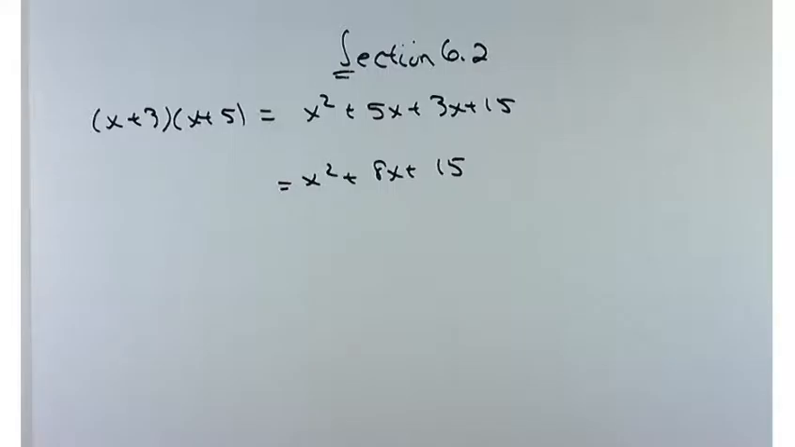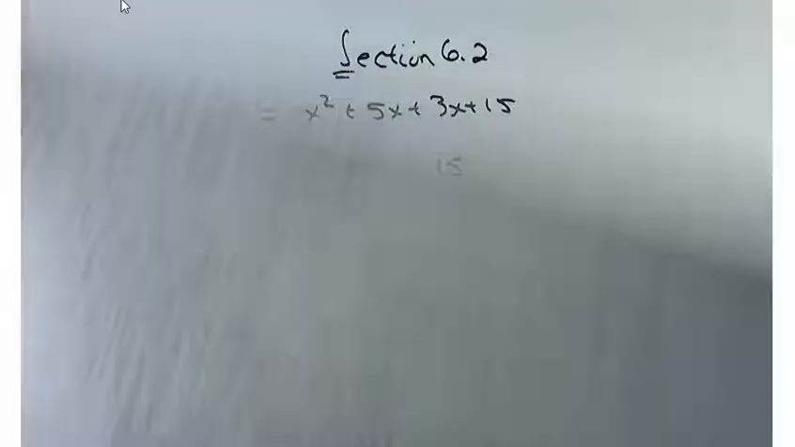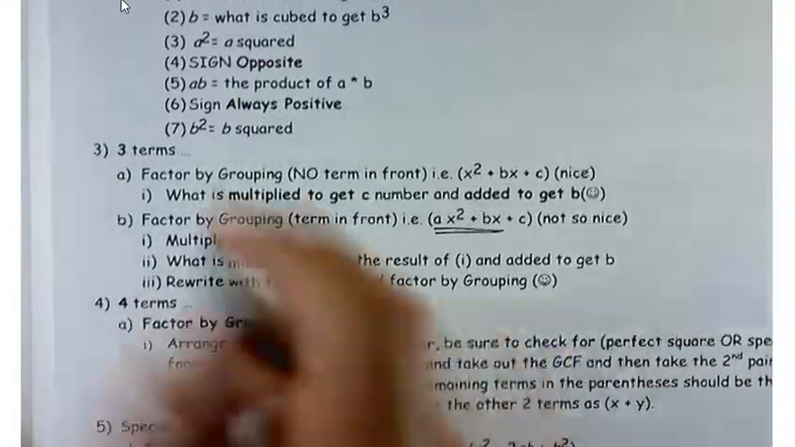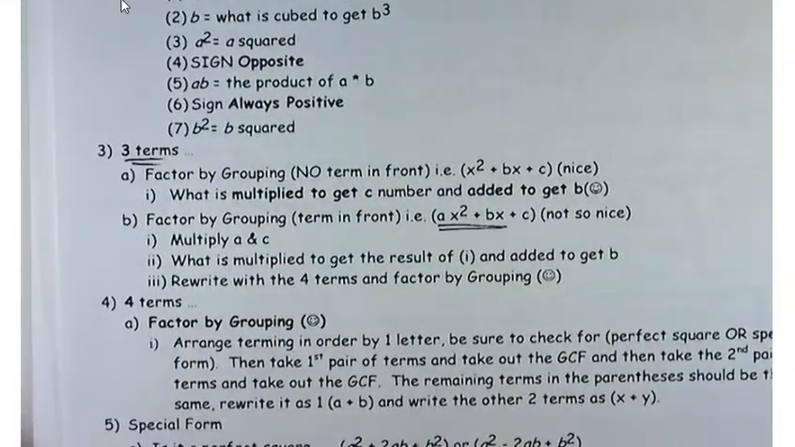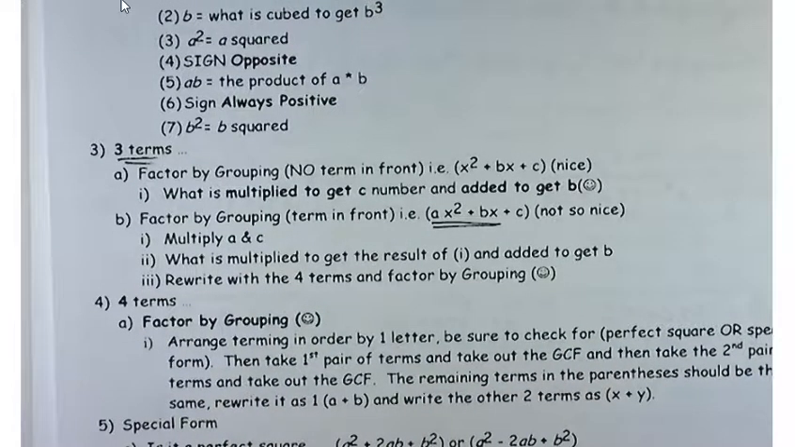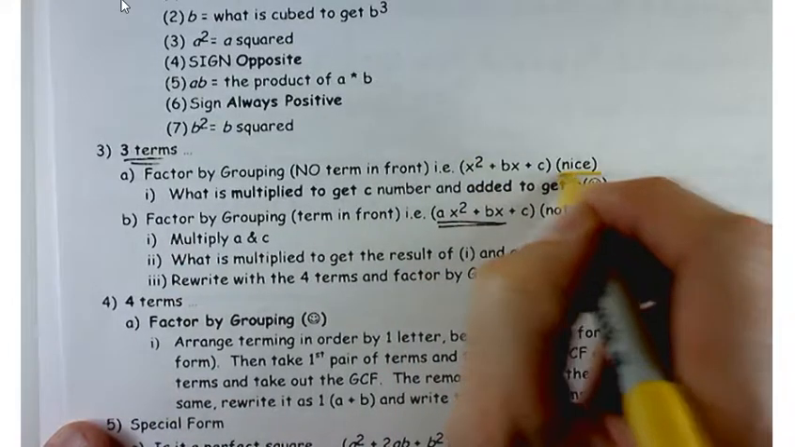In section 6.2, we're going to factor trinomials. We're going to do what's called factoring in the nice case. So a trinomial means we're going to have three terms. Factoring in the nice case means we're down here.